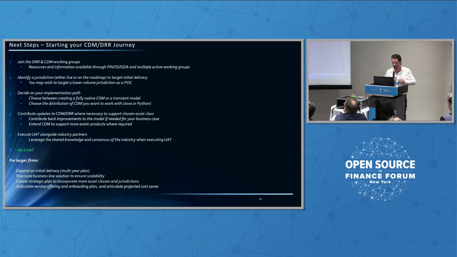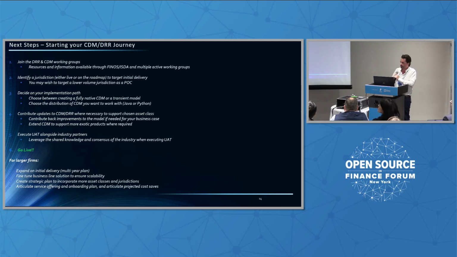And then if you were starting your CDM DRR journey, the next steps would obviously be to join the working groups. I think Eleanor gave you some details on the governance. Identify a jurisdiction that you wish to start with, whether it's a POC, maybe you want to go the lower volume one, or if you want to go big bang, depending on how much time you've got. And then decide on your implementation path. There are various flavors on the technical level you can go into with CDM, how you create CDM. Fully native, do you save the object, is it transient? Do you use the Java version, the Python version or the Scala version, I think? And then, how do you set yourselves up internally to contribute back?